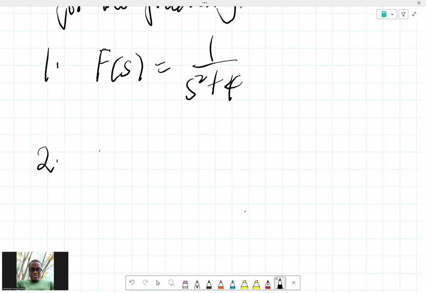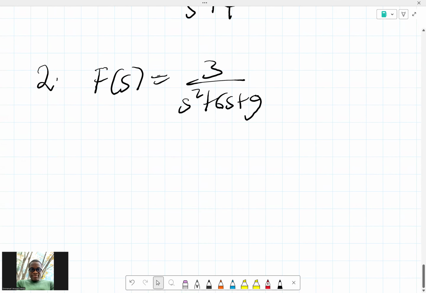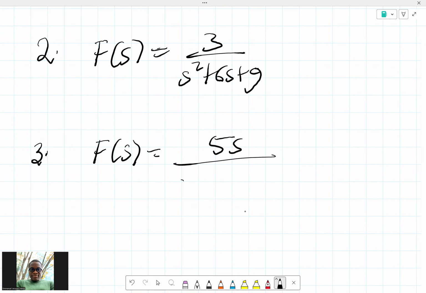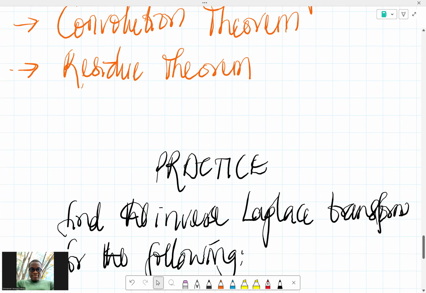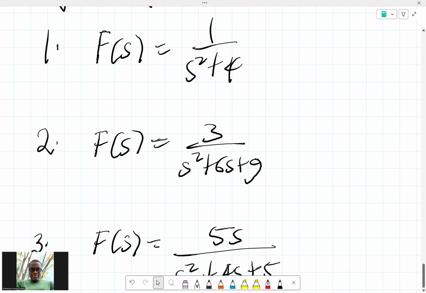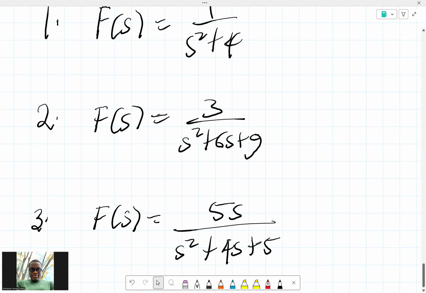Then number two, you have F of s equals 3 over s squared plus 6s plus 9. Now, this is hard to know just up front, so you may have to resolve into partial fractions. If you're able to do that, fine. If you're not, just watch out for the next video where I'll be taking care of that. So this is also in that same line: F of s equals 5s all over s squared plus 4s plus 5. So find the inverse Laplace transform of these three. Watch out for the next video; we'll be talking about partial fraction decomposition for the inverse Laplace transform. So feel free to do this.